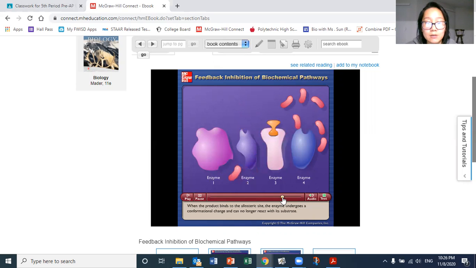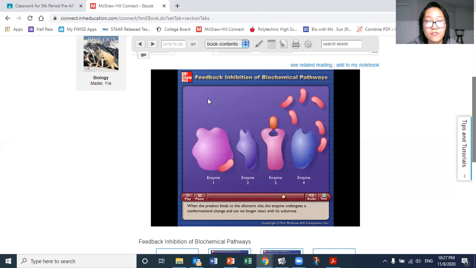Now, when it meets the allosteric site, the reason why this is called a negative inhibition pathway is because it's causing a stop. If it was a positive one, it would be causing a go, right? But this is a stop, so it's a negative feedback inhibition. And again, this is on the allosteric site, so it is a non-competitive inhibitor.